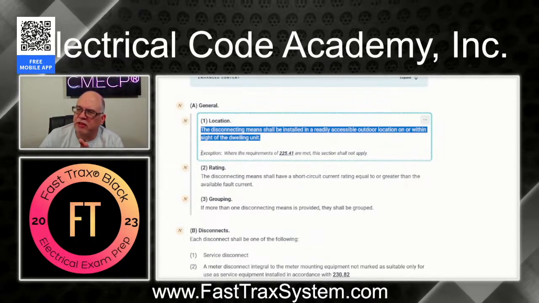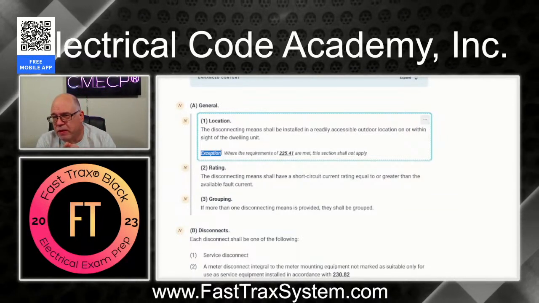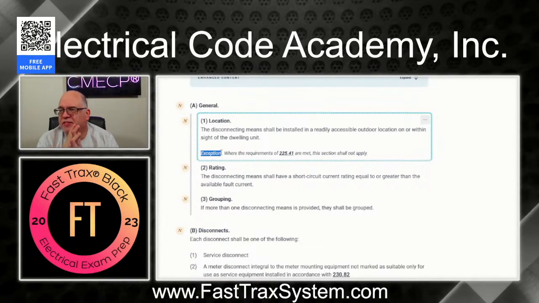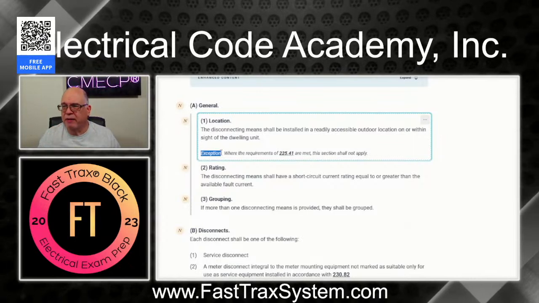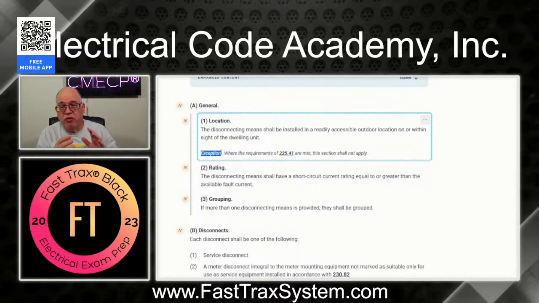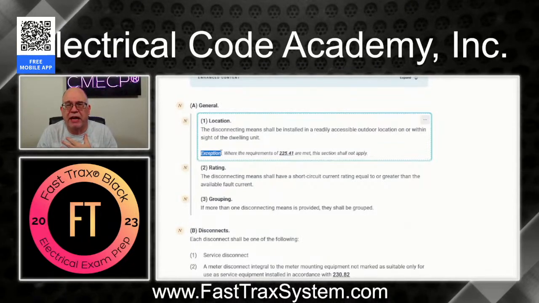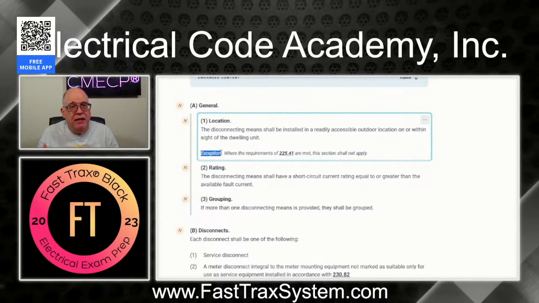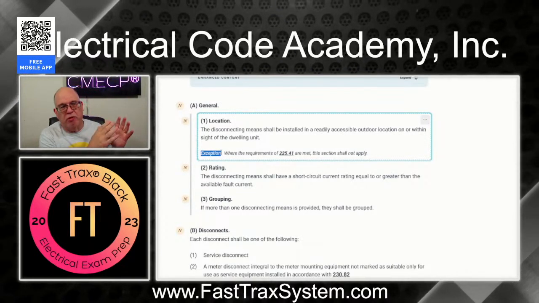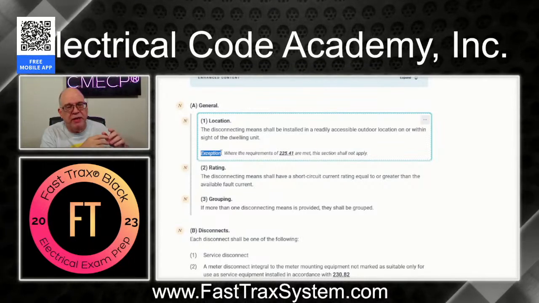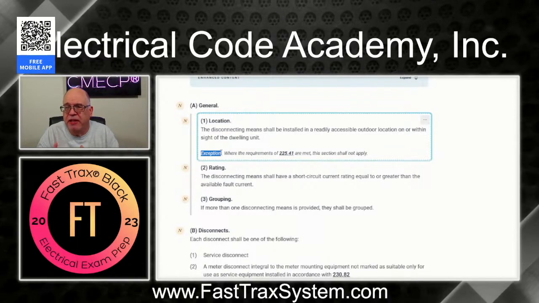Now this exception did not exist in the 2020 edition, and this is important because let's say that my service is coming down for this one family dwelling and it's remote and it's going to change over to a feeder. I mean, this is very common. I did this quite a few times on houses that back in the day, they did not want everything on the side of the house and we put it remotely, and long story, but we would come underground, change over to feeders, and now feeders would supply the building.